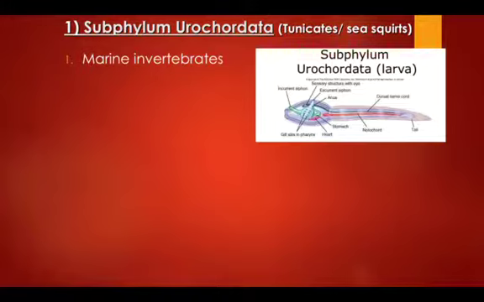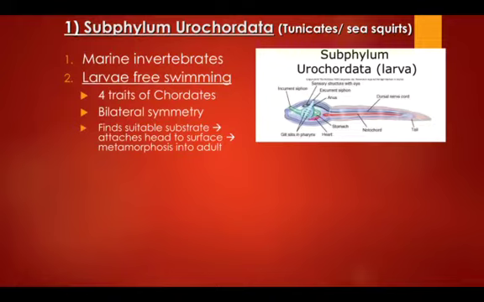Okay, the first subphylum, Urochordata. This is tunicates and sea squirts. They are marine invertebrates, so they are still considered invertebrates, but the reason why they are included in Chordata is because in the larval stage, they exhibit the four characteristics that join everything into Chordata.